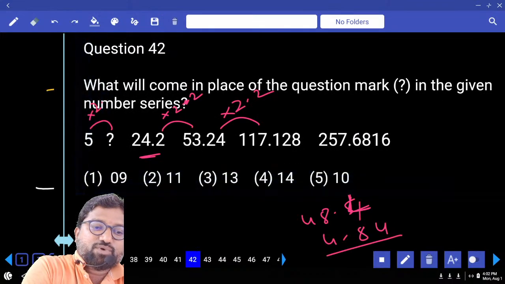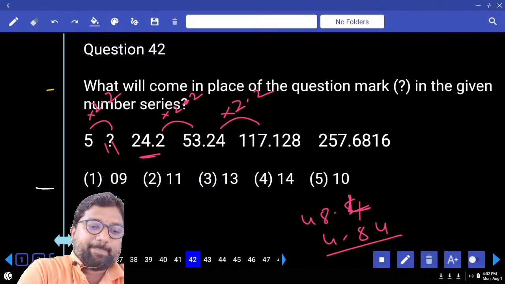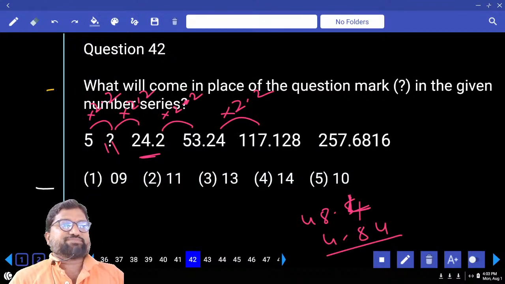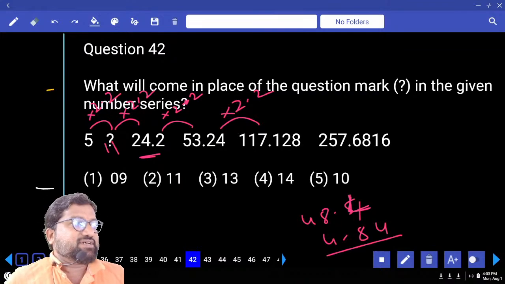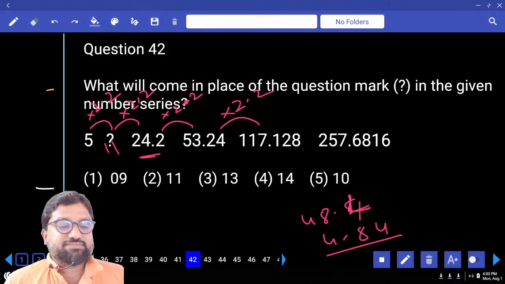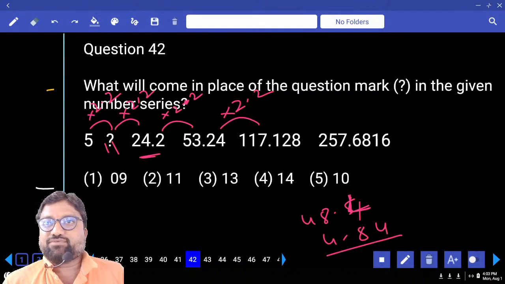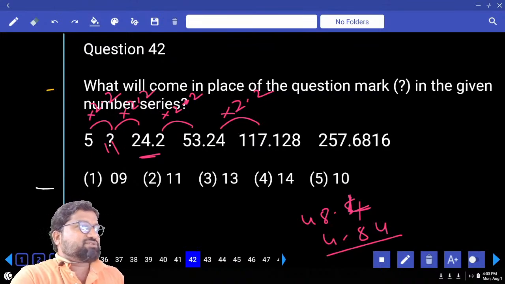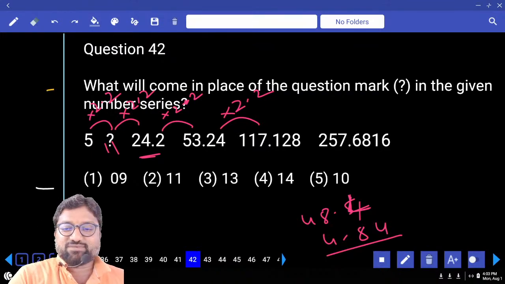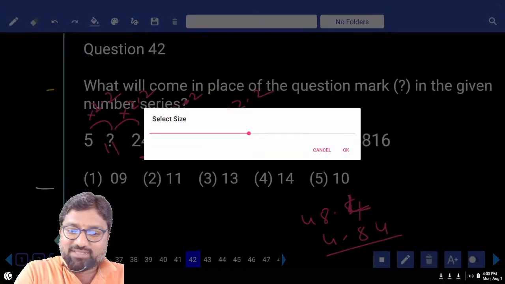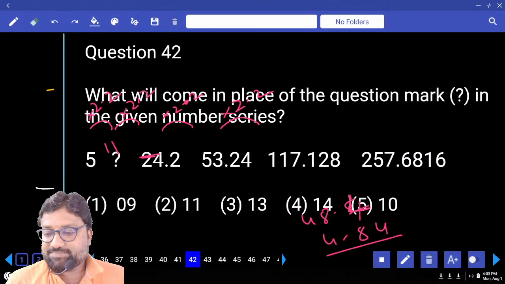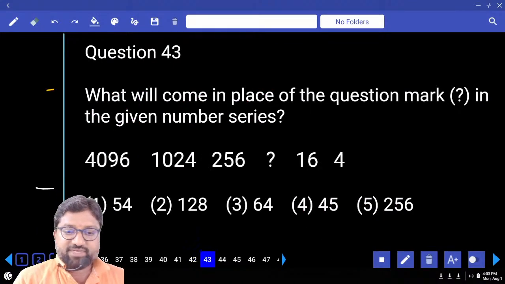5 into 2.2 is 11. 11 into 2.2 is 24.2. Is this clear? 11 into 2 is 22, 11 into 0.2 is 2.2. 22 plus 2.2 is 24.2. Then this is multiplication by 2.2. This is not that easy. The thought doesn't click in the mind quickly. Into 2.2 everywhere.